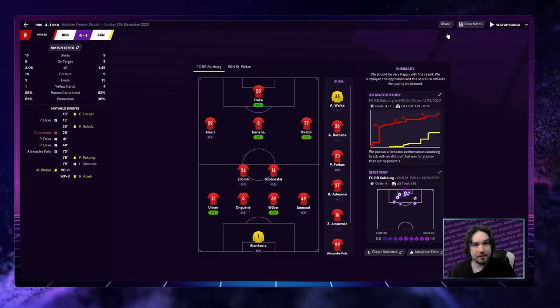In our final game of this episode, we take on SKN St. Pölten, who are bottom of the league. We win this game 4-1. Dakar nets himself a hat-trick, and Alexandre Pato adds another to his tally. Let's take a look at the goals.